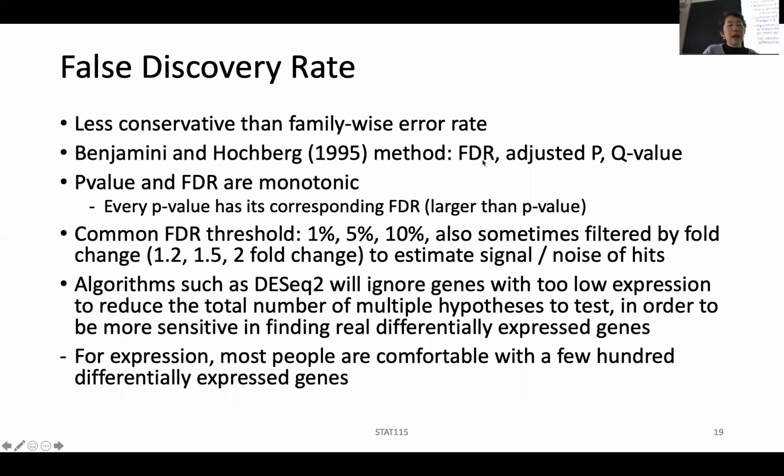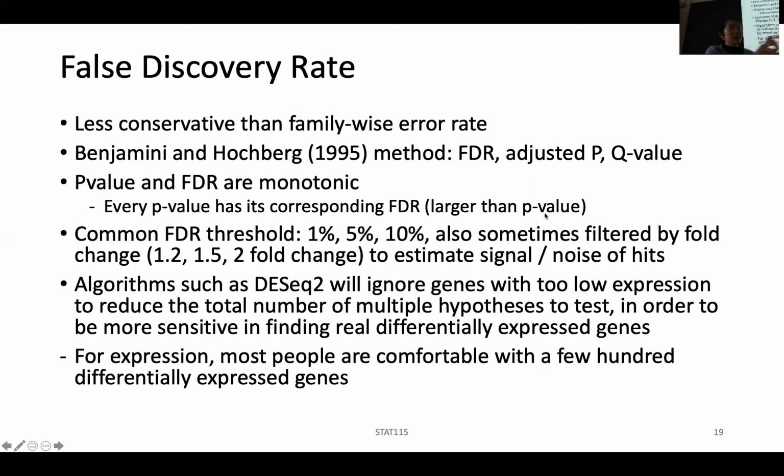You might see FDR, or depending on the algorithm, adjusted p-value, and sometimes you might see Q-value. They all mean the same thing. Adjusted p-value is the multiple hypothesis testing adjusted p-value. That's the same as FDR, or Q-value. And as we mentioned, p-value and FDR are always monotonic. Every p-value has its corresponding FDR, and it's also bigger than the p-value for the same gene.